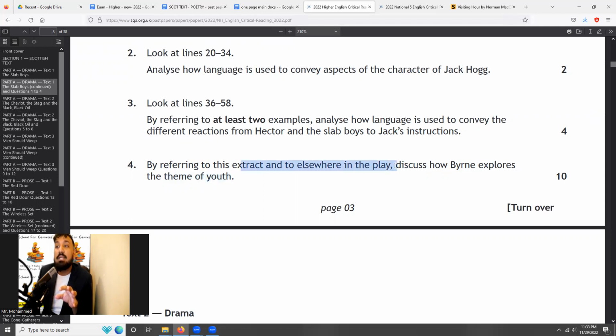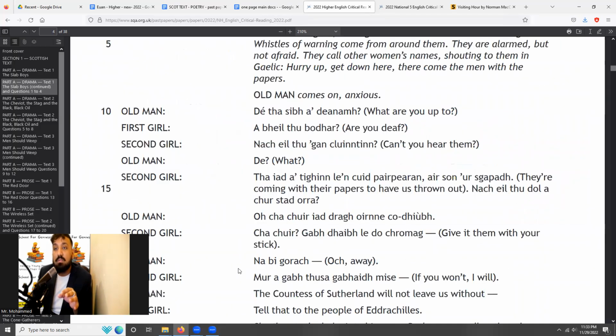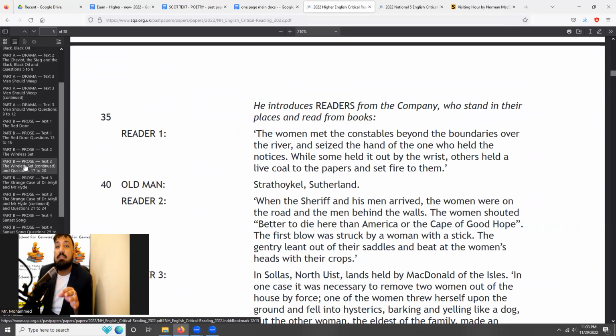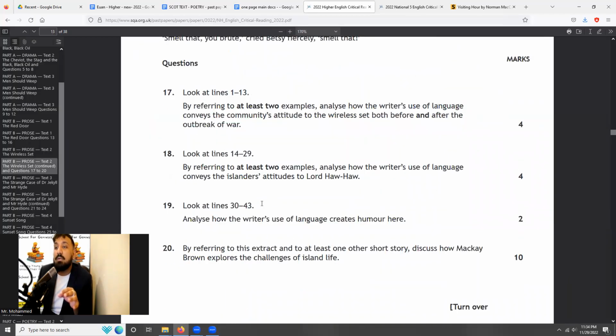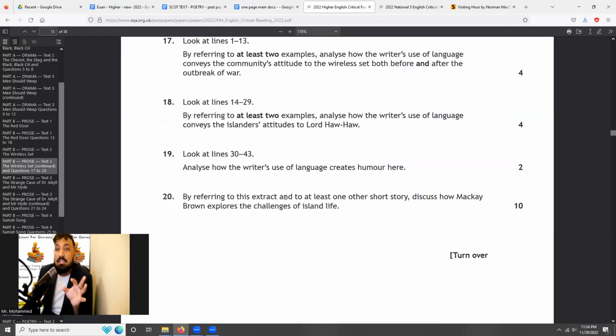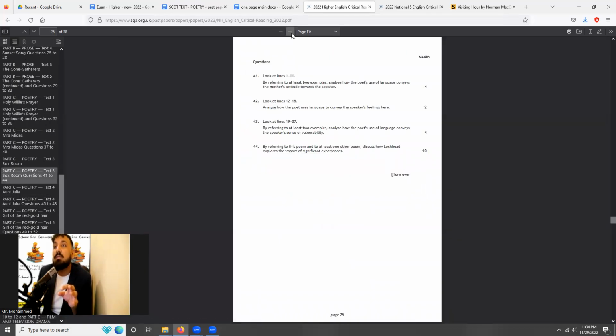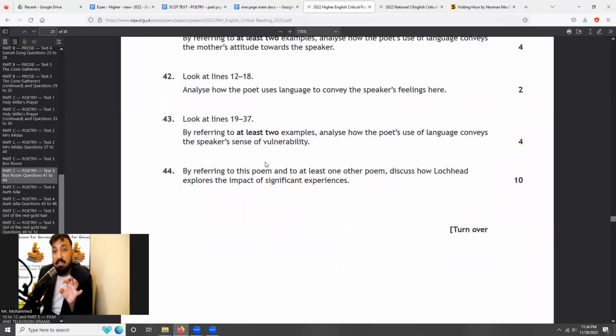So it's asking you, how does this part of the play and another part of the play talk about the theme of youth? And if we look at prose quickly, then you have, how does this short story and another short story talk about the challenges of island life? And if we look at poetry, every final question will tell you what they want you to focus on. How does this poem and another poem explore the impact of significant experiences?